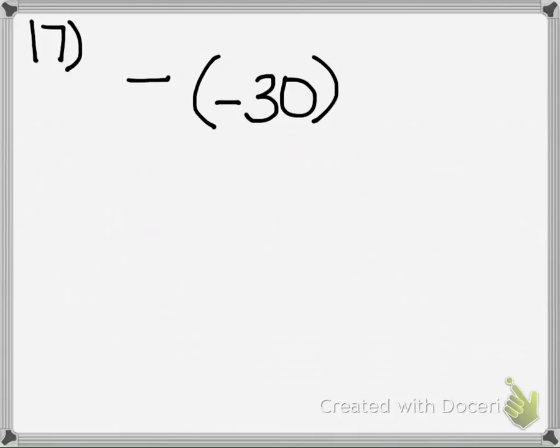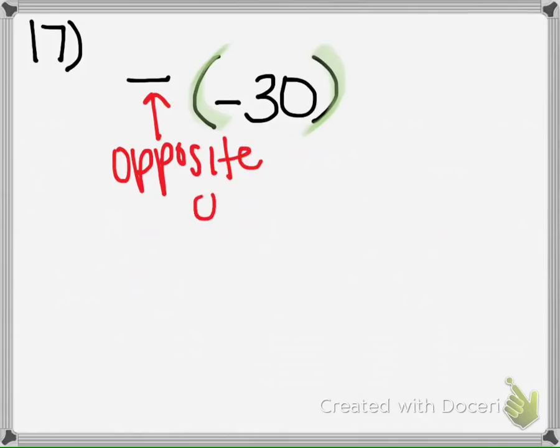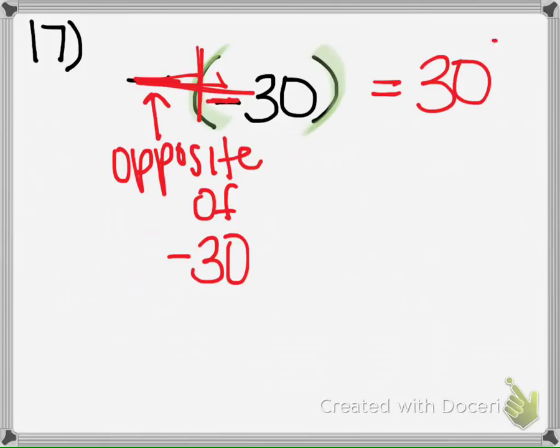Okay, so number 17 here, notice they have parentheses. And because it has parentheses, what this is saying is what is the opposite of negative 30. In other words, because it has two negatives like this, it's going to make a positive 30.